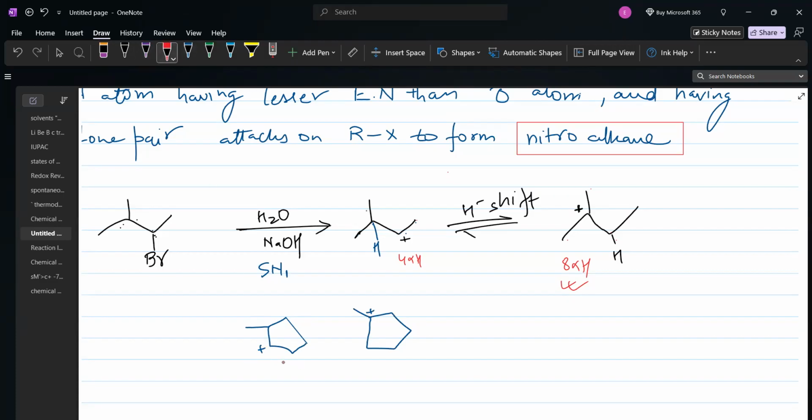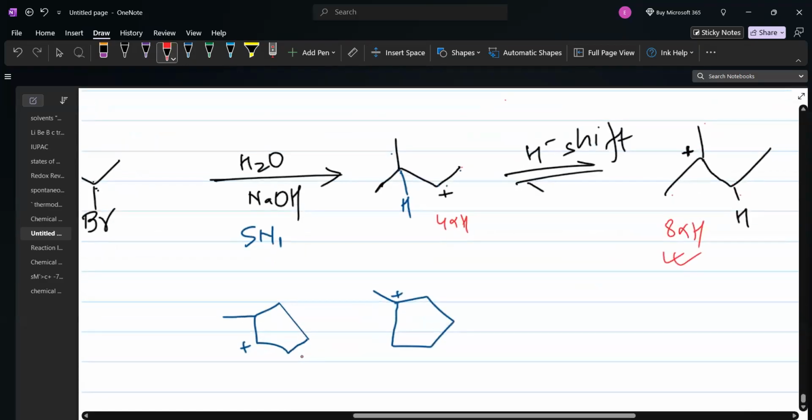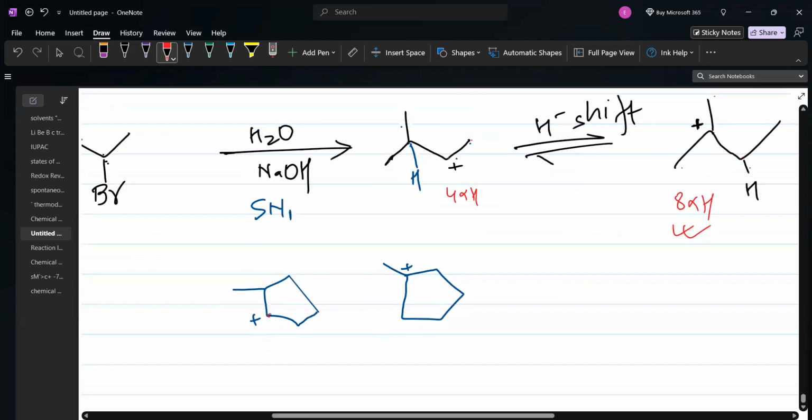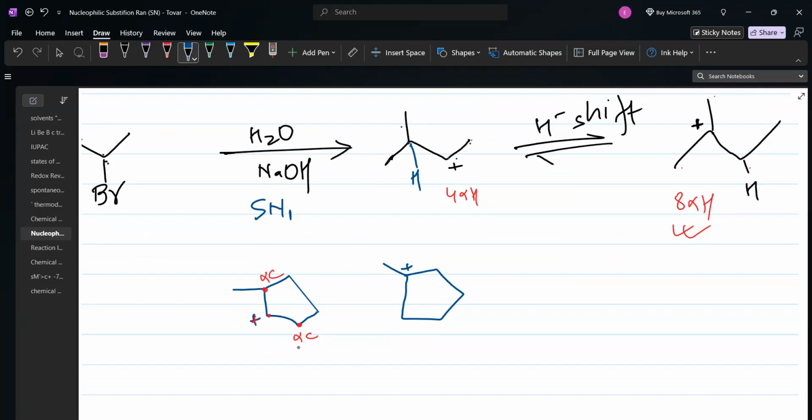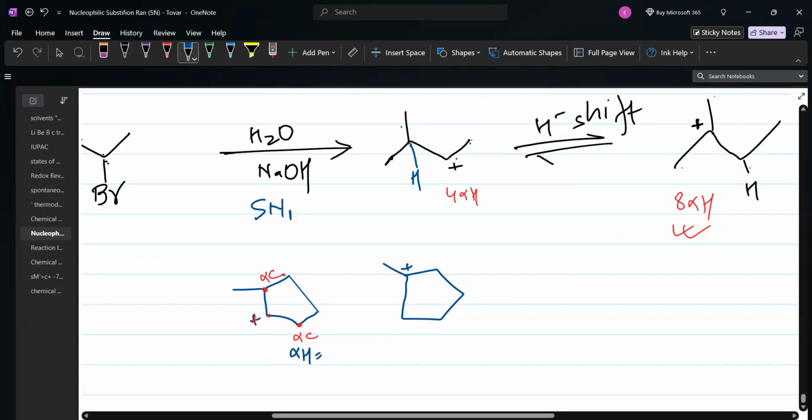So how do we calculate alpha hydrogen? This is a carbon on which positive charge is present. So how many carbon are just attached with this carbon? 2 carbon are, so these are called alpha carbon. These 2 carbon are alpha carbon. And the number of hydrogen which alpha carbon has is called alpha hydrogen. So we have 2 alpha carbon here.